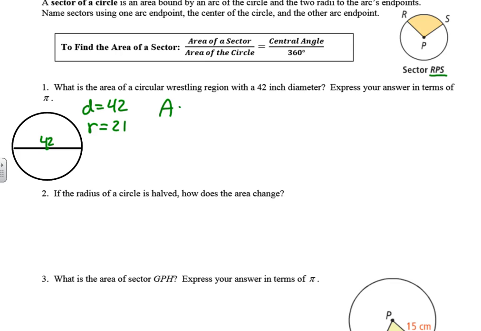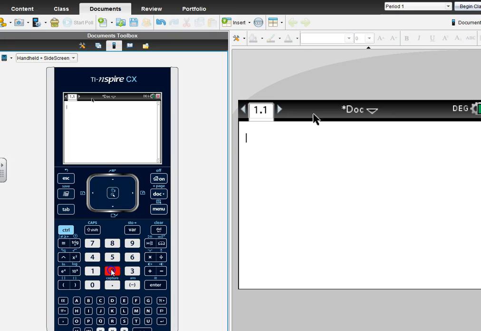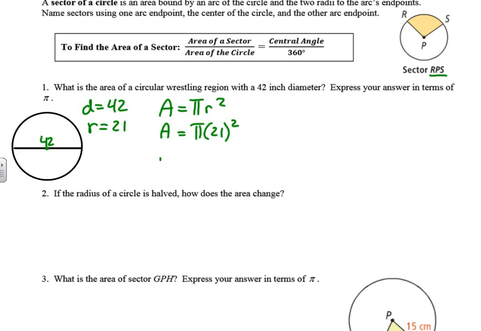Area, apple pies are 2, it's the radius squared. So the area is pi times 21 squared. We're going to leave it in terms of pi, which means when we square it, we don't put the pi in at this point. So that's 441. The area would be 441 pi inches squared.